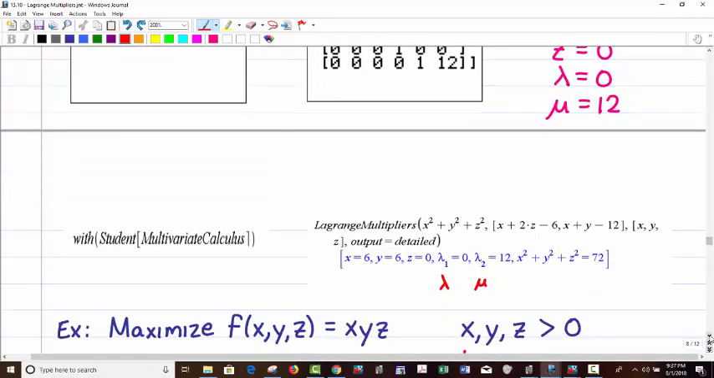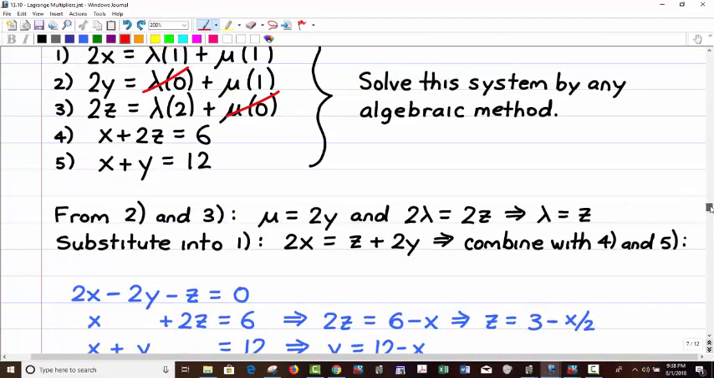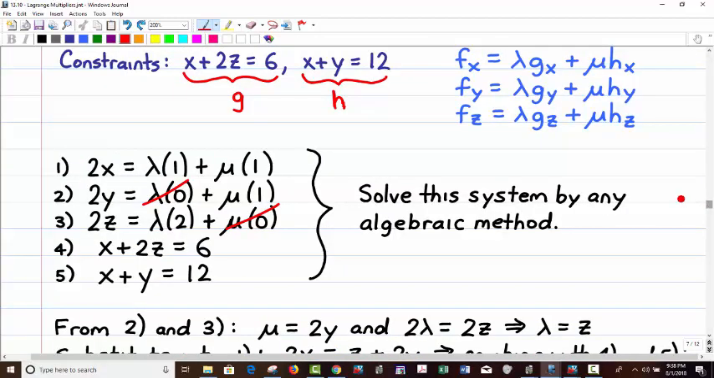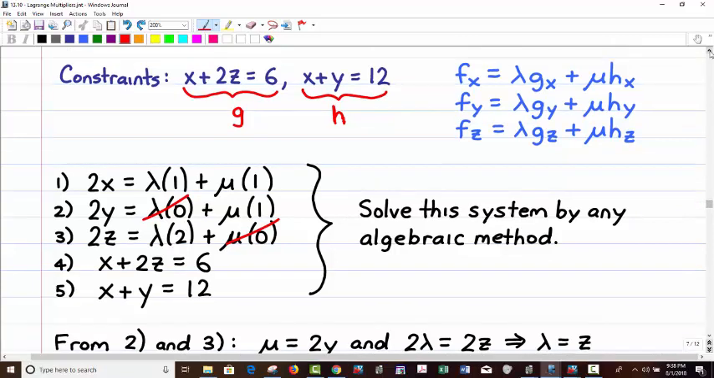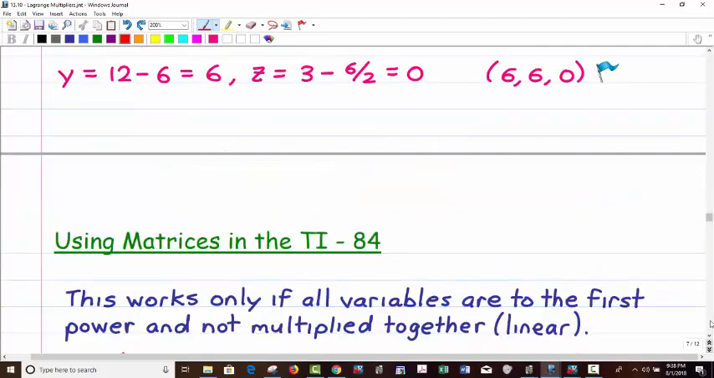Oh, okay, well I did it down here, but let's scroll back up. But yeah, the minimum value would just be taking the original equation and putting 6, 6, 0 in there. So 6 squared is 36, plus 6 squared is 36, plus 0 squared. So 72 is the actual minimum value after you plug in the optimal values for x, y, and z.